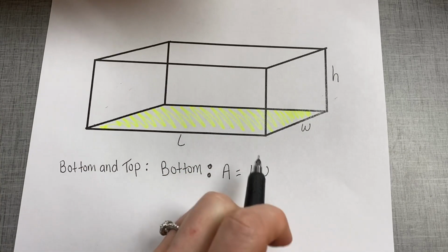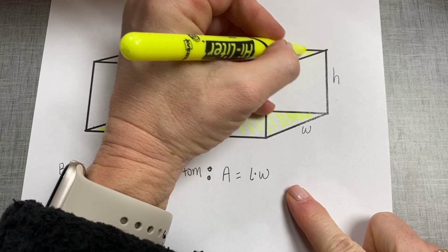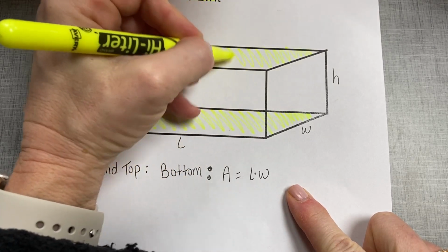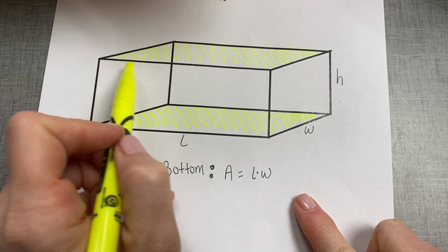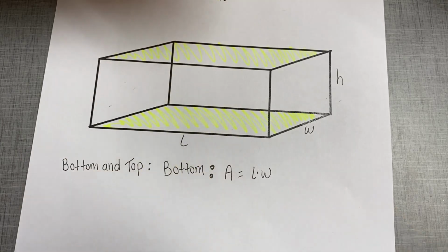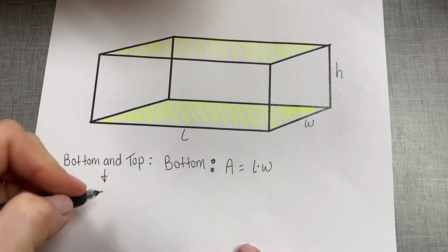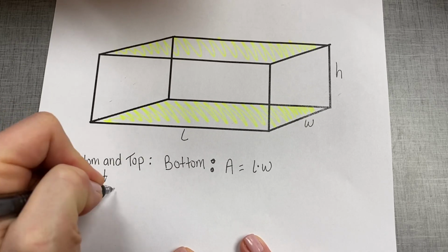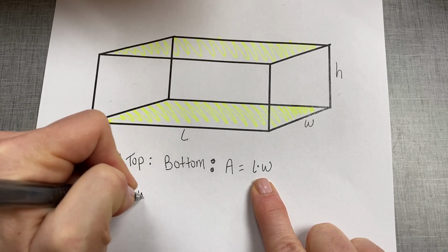But we don't just have a bottom, we also have a top. Color that in as well. But the top will have the same dimensions as the bottom. It will have length here and width here, and it will mirror the bottom. So when I'm talking about the area of the bottom and the top, I'm thinking we have 2 of these, 2 times length times width.